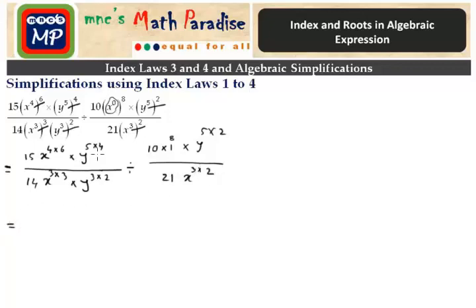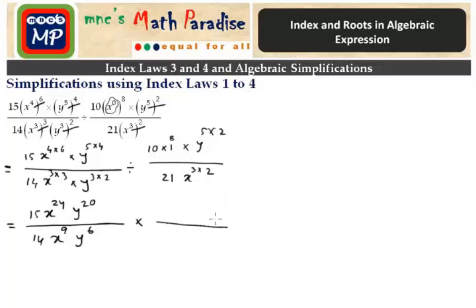So now if we simplify a little bit more, it will be 15 x to the power 4 times 6 is 24, y to the power 5 times 4 is 20, division 14 x to the power 3 times 3 is 9, y to the power 3 times 2 is 6. If we convert this division into multiplication, then this denominator will go up as the numerator and this numerator will come down as denominator.